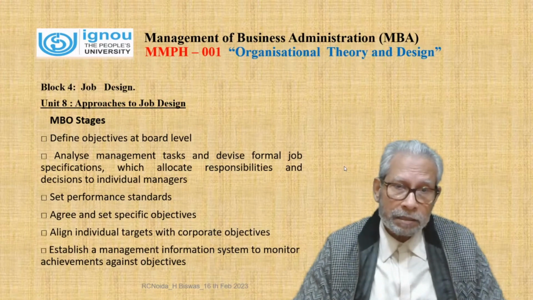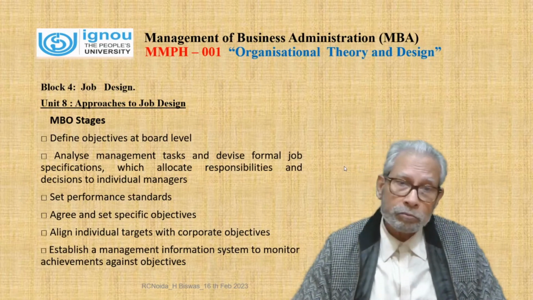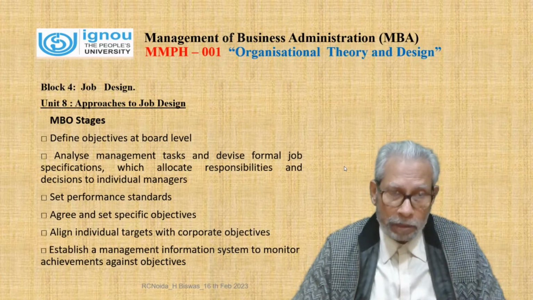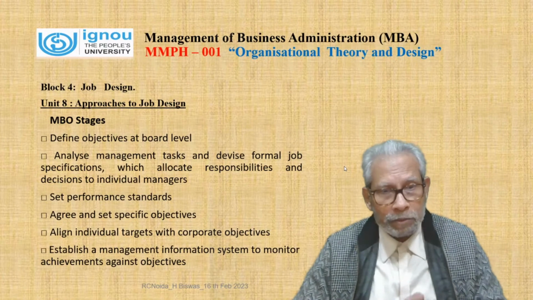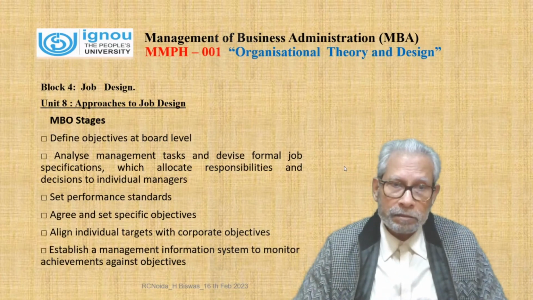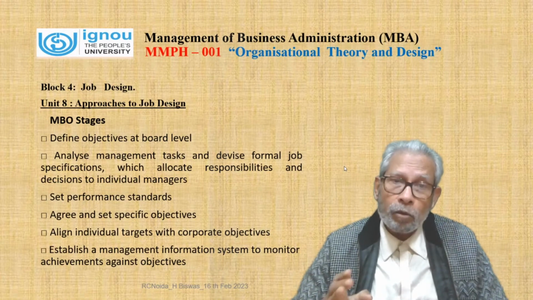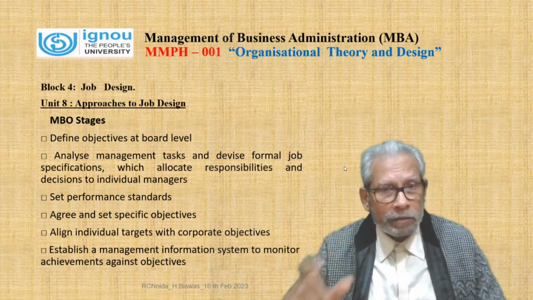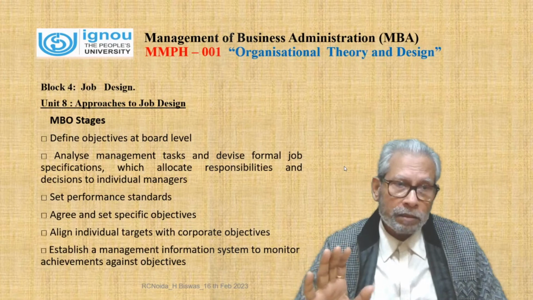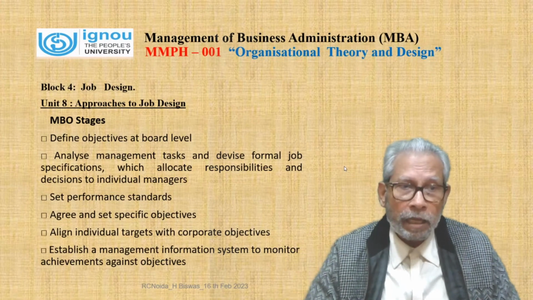But the individual target is 45 days, or maybe 2 months. Then it should not be a good objective. Then it is not aligned. So the individual targets should be within the corporate objectives. What is the date targeted by the corporate objectives? Before that, the individual target should be met. Then only you can say it is aligned.